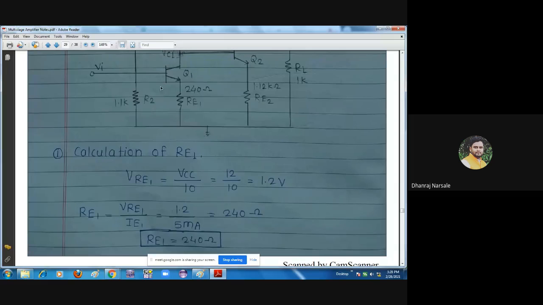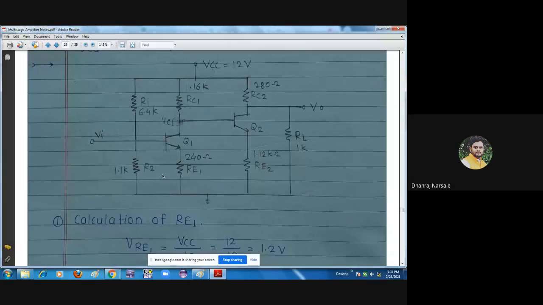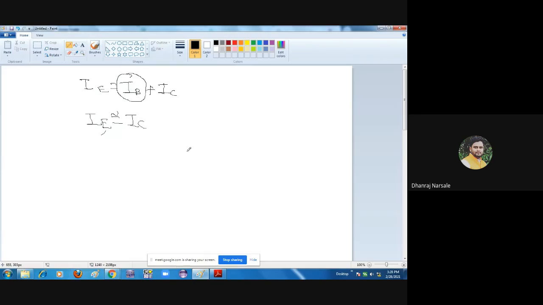VR2 is equal to VB1 plus VRE1. Okay, so this is one equation for the VR2, and there is another equation for the VR2. By applying KVL to this base loop, we can write down the first equation. I will write here the first equation for the VR2.